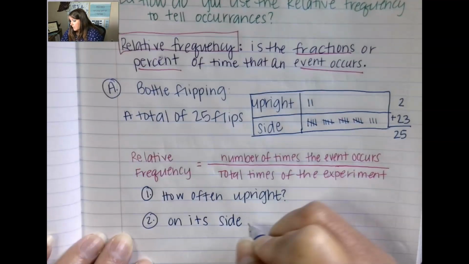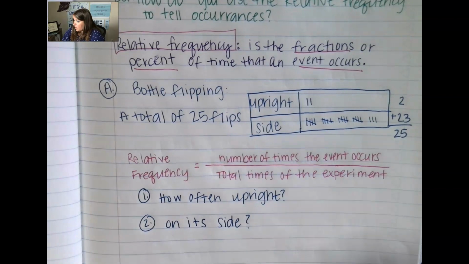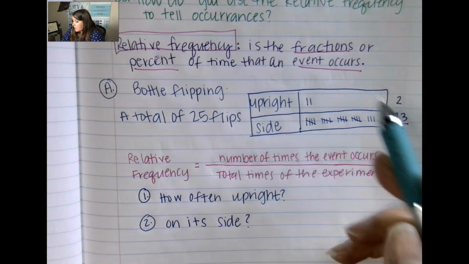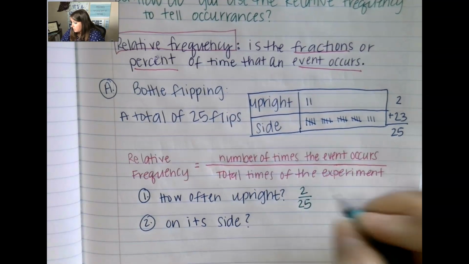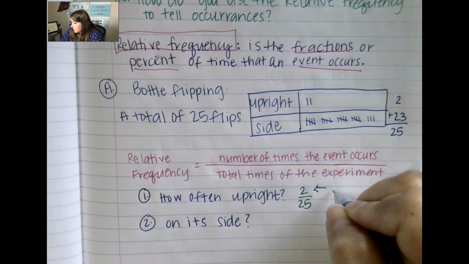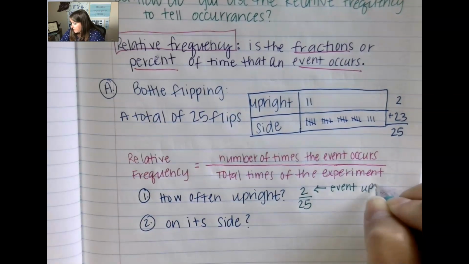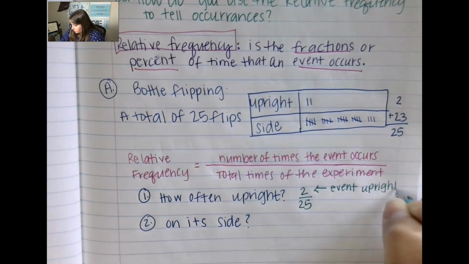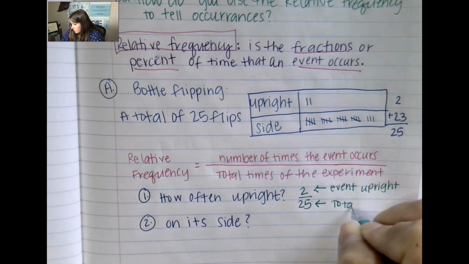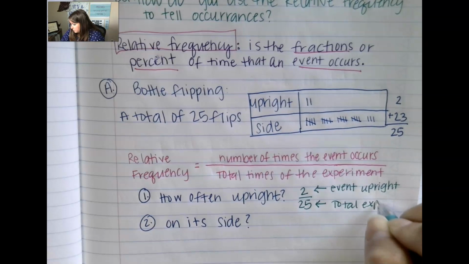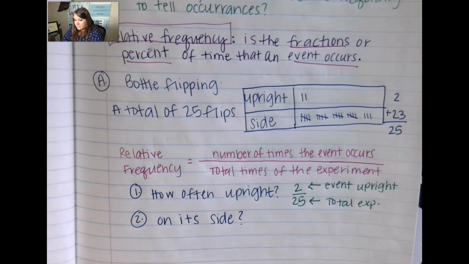So we're just going to make a fraction using this information. So how often is it upright? It's upright 2 out of 25. So here's the number of times the event, the event is upright. Total experiment was 25. Okay, now we can look at on its side.